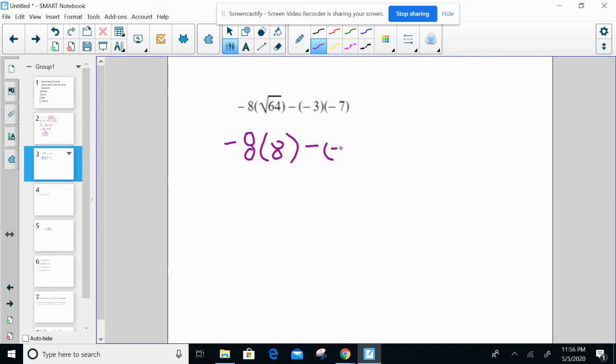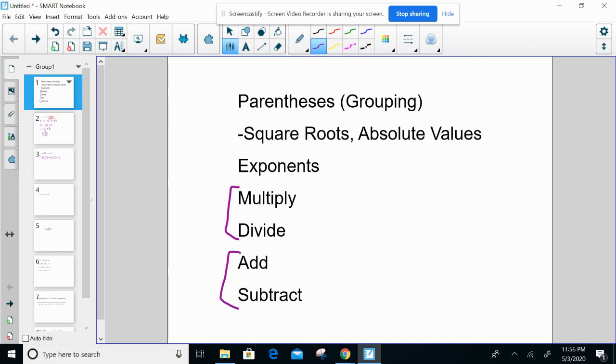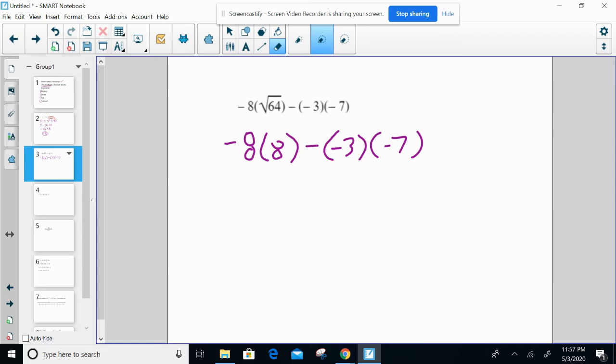Minus, and I'll just keep everything the same. We took care of our grouping, which was the square root, which is what we had there. All right, next we look for exponents. Doesn't look like there are any.